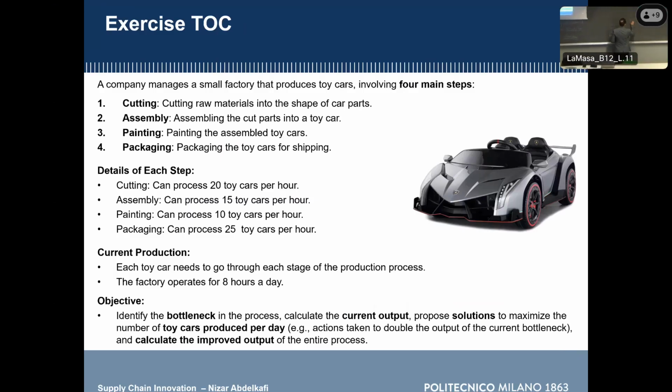Good, so the bottleneck is painting. Then we have 10 units per hour. The output is 10 multiplied by 8, it is 80 per day. Now propose solutions to maximize the number of toy cars produced per day. These are the actions taken to double the output of the current bottleneck.